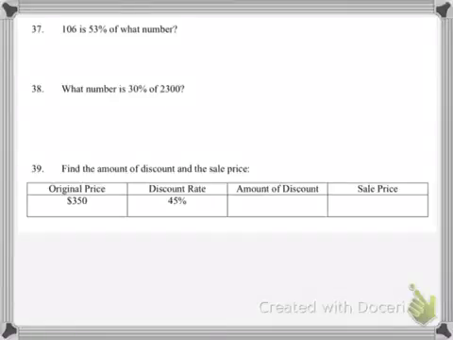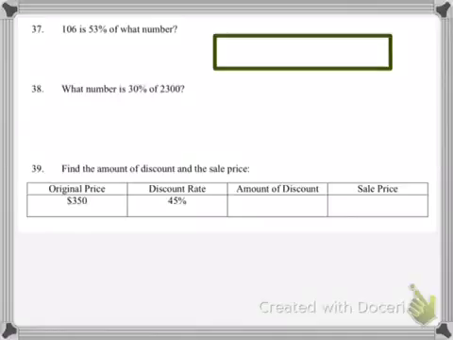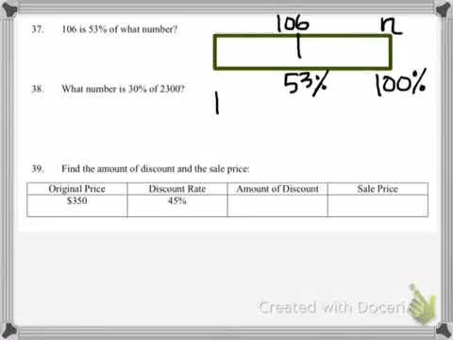So let's tackle 37 first. We read that 106 is 53% of what number? Let's try using one of those tape diagrams. Basically, we know that 53% represents 106, and so really what we're looking for is, what is it that represents 100%? What's that number that represents 100%?